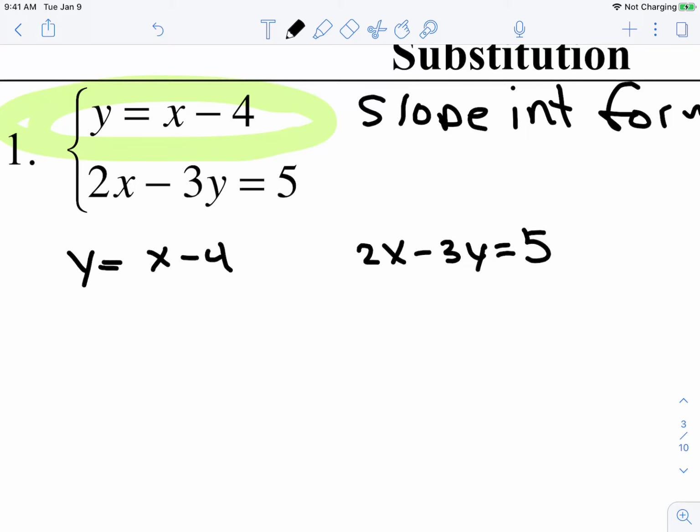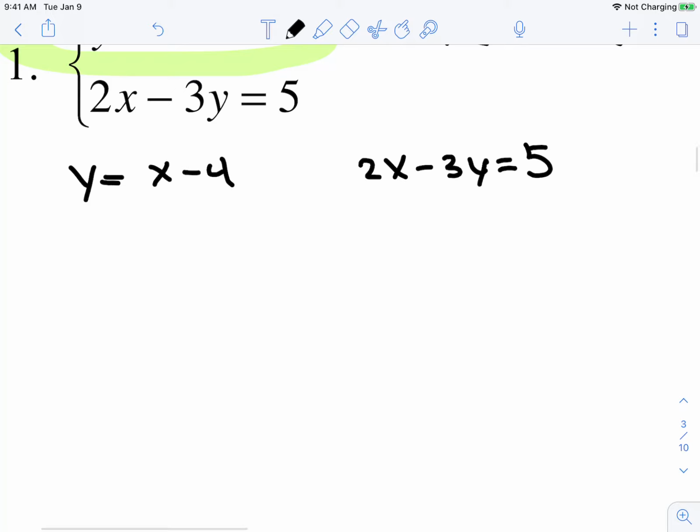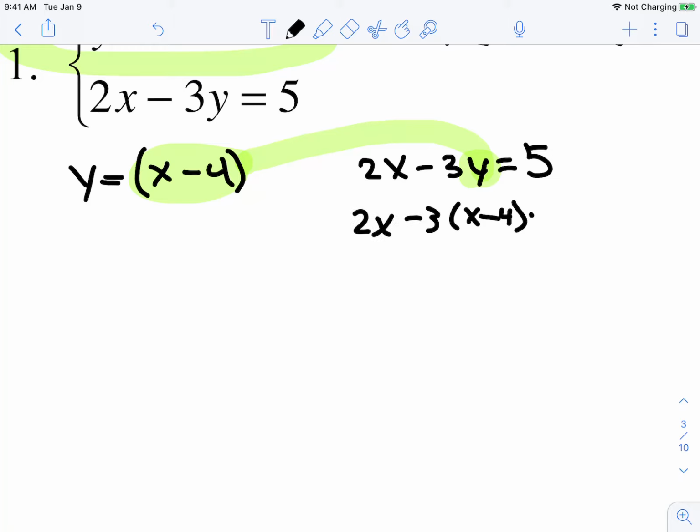And I call this the windshield wiper method, because we're going to go back and forth like a windshield wiper, okay? So the first equation is already solved for y. So it's just saying y is equal to x minus 4. So what we're going to do is take that and substitute it in for the y value in the other equation. So that means that this whole thing here, x minus 4, is going to go in for this y value over here on the right. Okay, so there you have it.